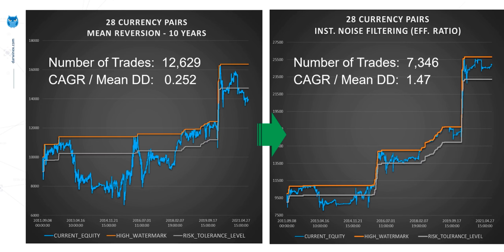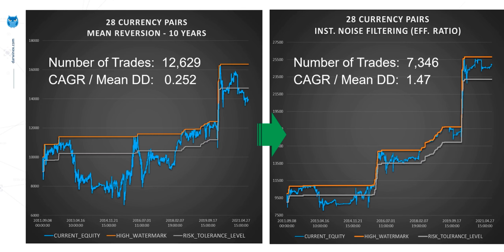And so implementing that instantaneous noise filtering technique had the effect of reducing the number of trades to just over 7,000. But look at the improvement in the performance metric. In this particular case, it's the compound annual growth rate over the mean drawdown. And this has gone from 0.25 to 1.47. So a significant improvement. So these are the results that we've seen previously.